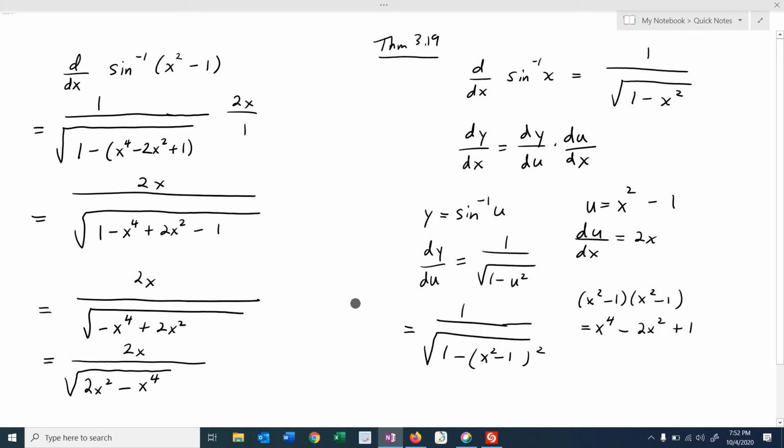We've done things like this before where we've had to use the chain rule. So this is really a chain rule problem. But we also had to use theorem 319 to find the derivative of arcsine of u. Okay, so let's look at another one.